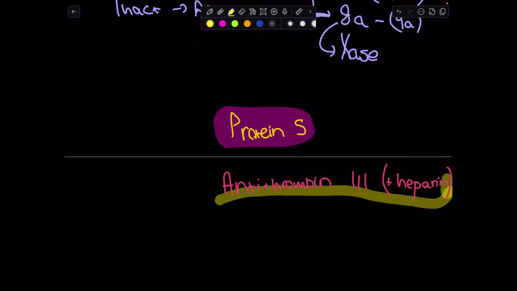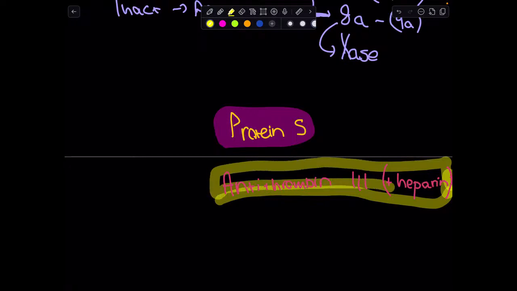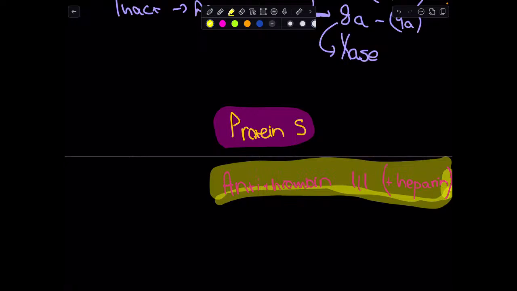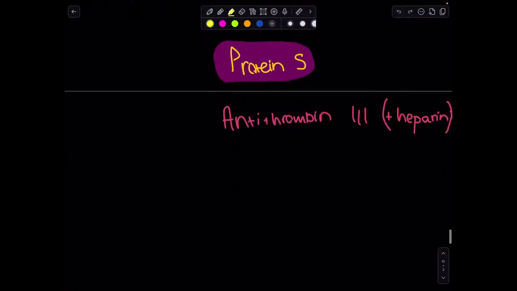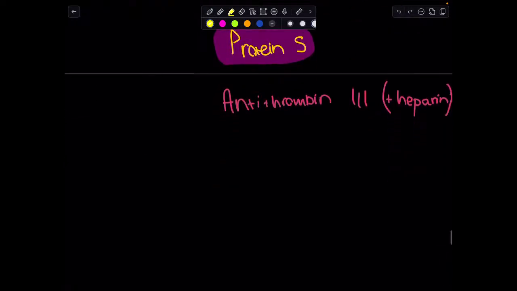Sure. Antithrombin 3 neutralizes several enzymes in the clotting cascade, especially thrombin and factor 10A. Heparin boosts its effect by increasing the rate at which it inactivates these clotting factors, making it useful for preventing blood clots. I don't understand. No problem. Think of antithrombin 3 as a natural brake on clotting. Heparin acts like a helper, boosting antithrombin's ability to inhibit clotting factors.